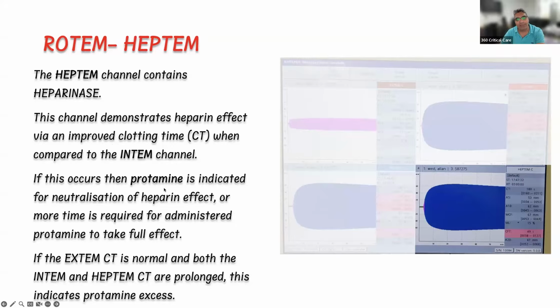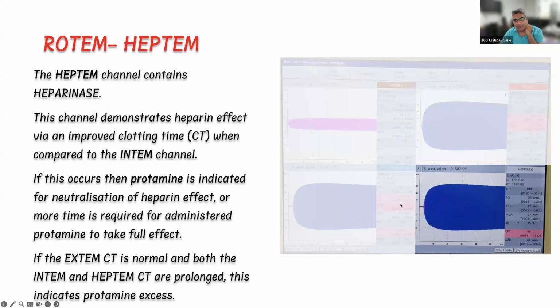If this occurs, then protamine is indicated. If the clotting time is prolonged here in the INTEM and it gets corrected in the HEPTEM, that means there is a heparin excess and you need to neutralize the heparin with the protamine. So you give protamine to that.